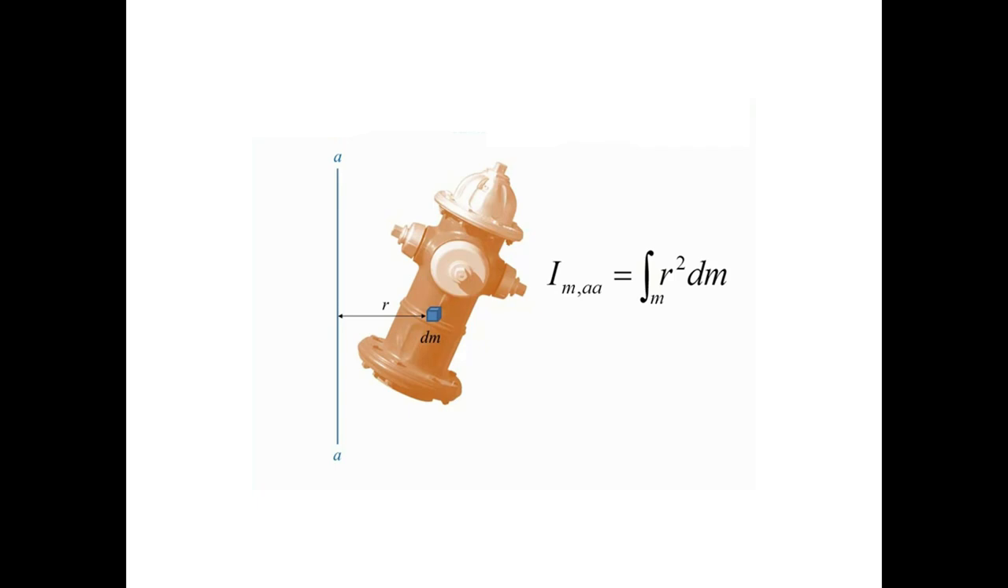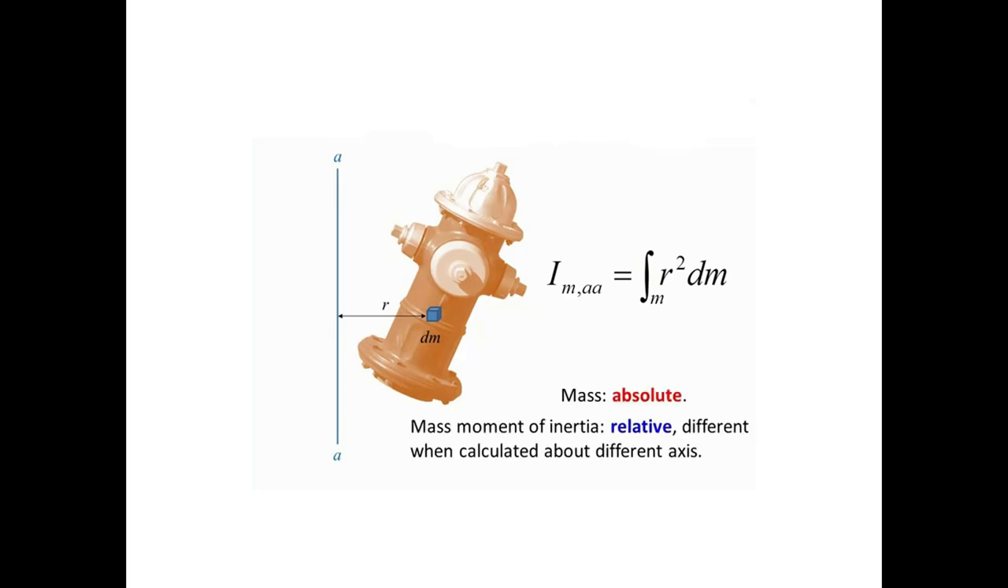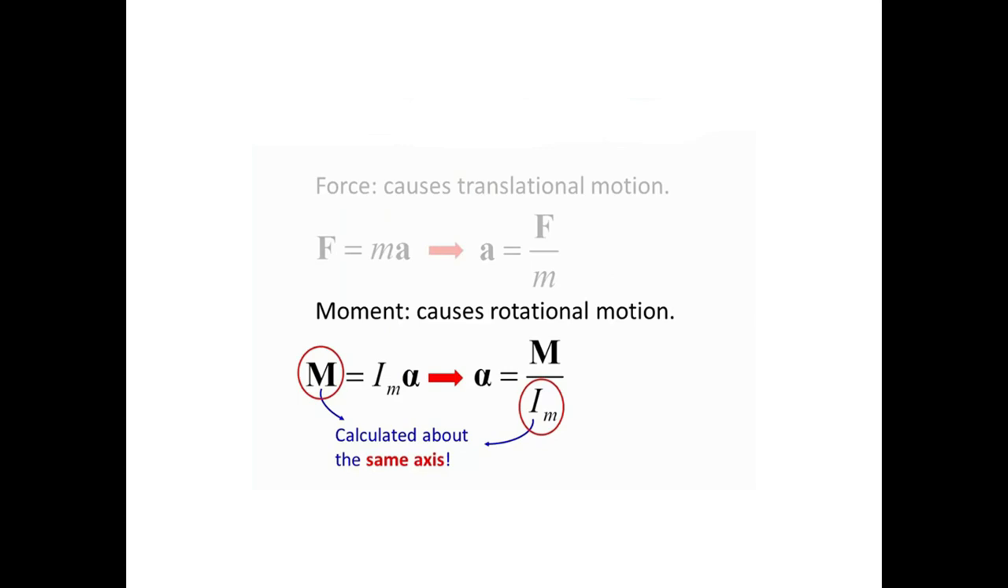So unlike mass, which is absolute, mass moment of inertia is relative and is different when calculated about different axes. Needless to say, in this moment equation, these two must be calculated about the same axis. So that's the mass moment of inertia.